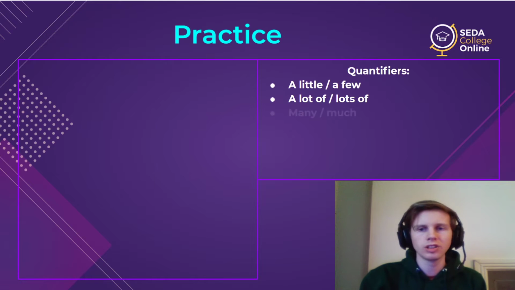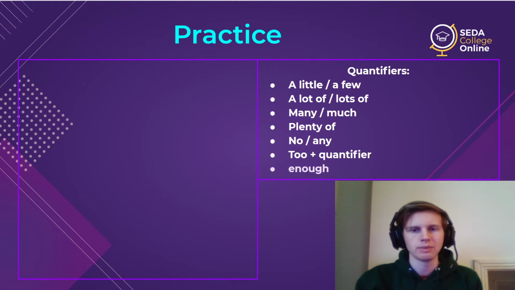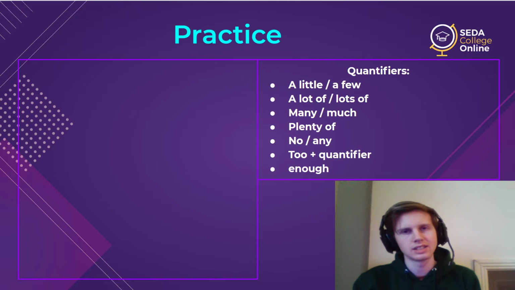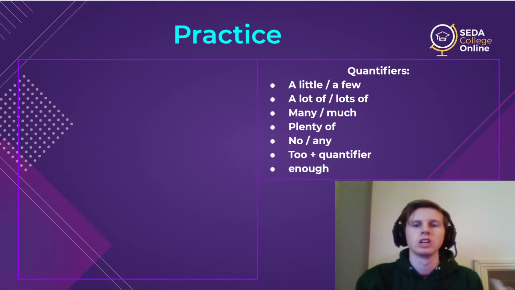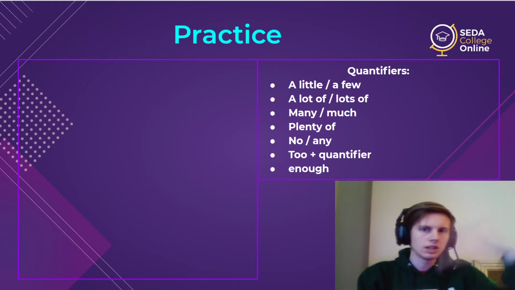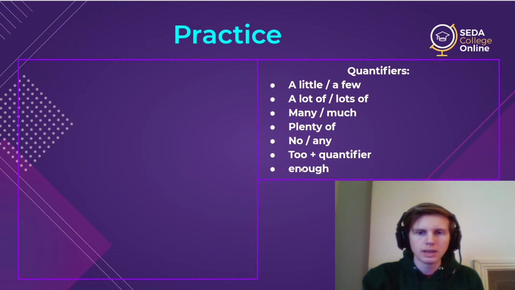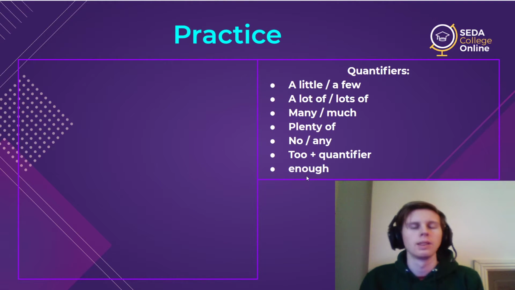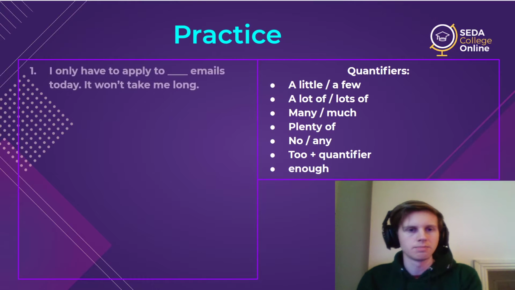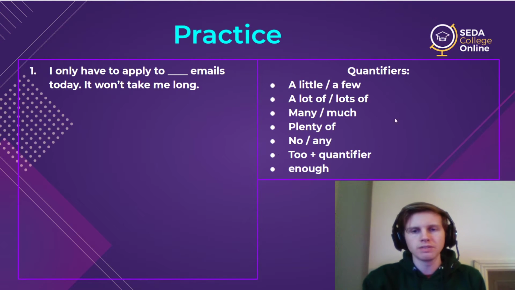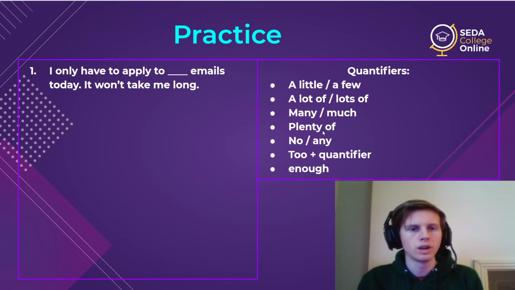So here are all the quantifiers we talked about. We have a little, a few, a lot, lots of, many, much, plenty of, no, any, so zero amount, positive, negative. Two quantifiers, so talking about more or less than you need: too little, too few, too many, too much. And then enough to mean sufficient. So I'm going to show you a sentence. Try to use which one of these can complete the sentence. And note, sometimes more than one is okay. It just changes the meaning, and so we'll talk about that.